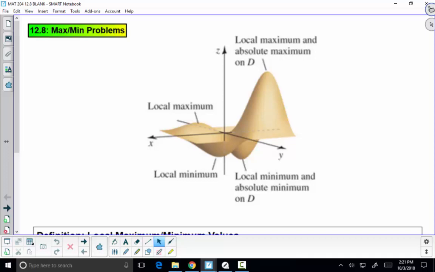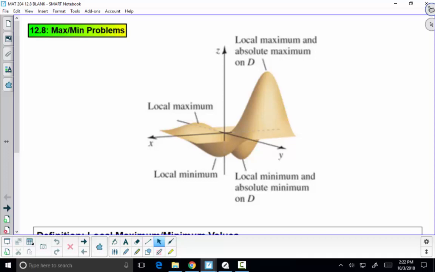This low point here, a local min, means all the surrounding function values are greater than or equal to it. Local max, all surrounding function values are less than or equal to. And then the biggest of all the maxes, if there is one, is called the absolute max. The absolute lowest point is the absolute min. So for us, absolute maxes and absolute mins are z values now. Talking about a z value.